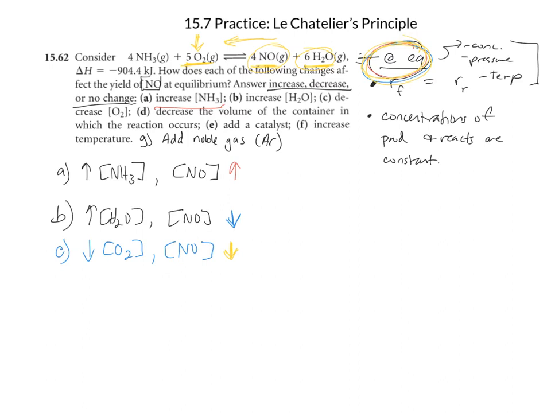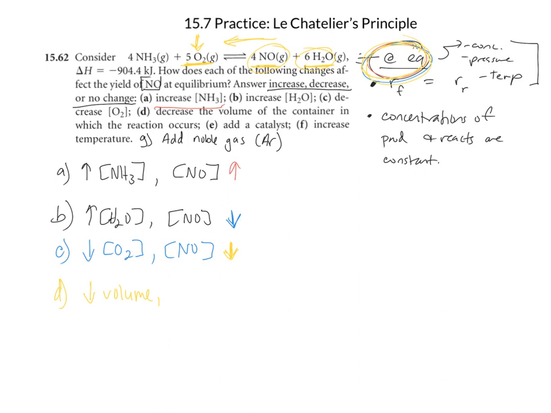D, decrease the volume of the container in which the reaction occurs. So if I decrease the volume, so in Le Chatelier's principle, decreasing the volume or increasing the volume changes the pressure. So if I decrease the volume, I make things tighter.